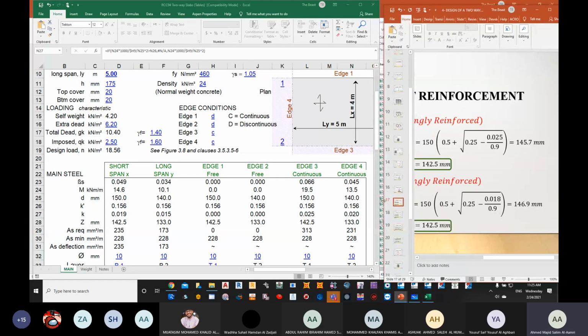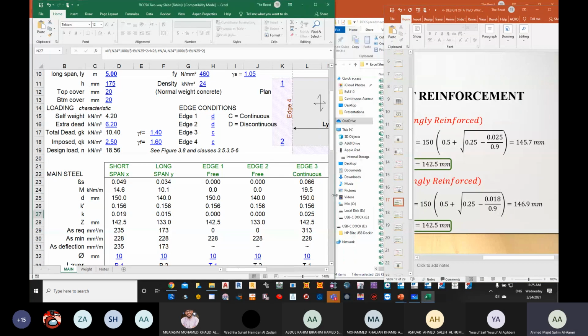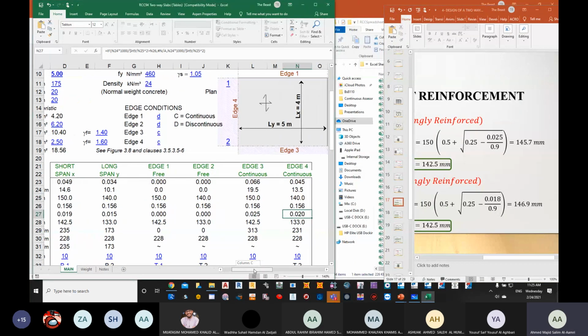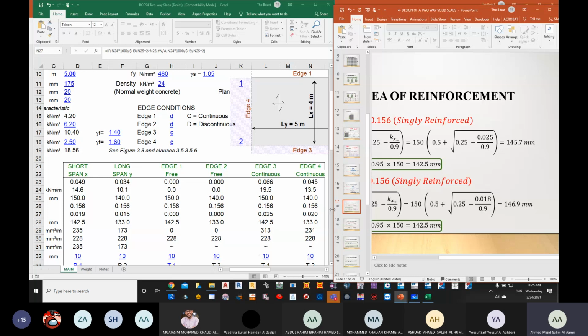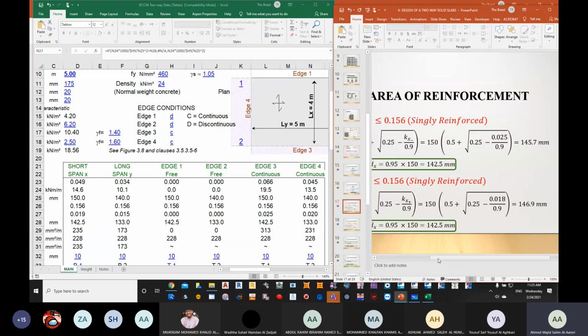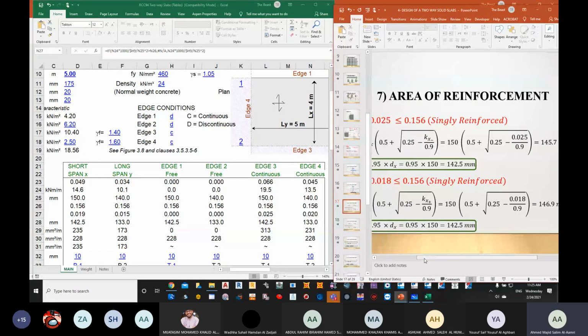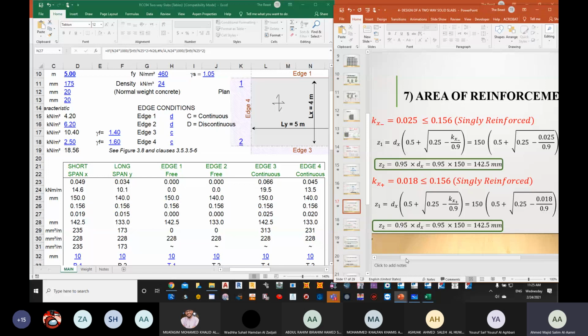Same thing goes for your z. Let me just, so you can see most of the things. Okay. So we have z. You can see we have z1 and z2. For kx negative, kx negative once again is edge number 3. You can see that we have edge number 3 and edge number 4 only. 3 is touching x, 4 is touching y.